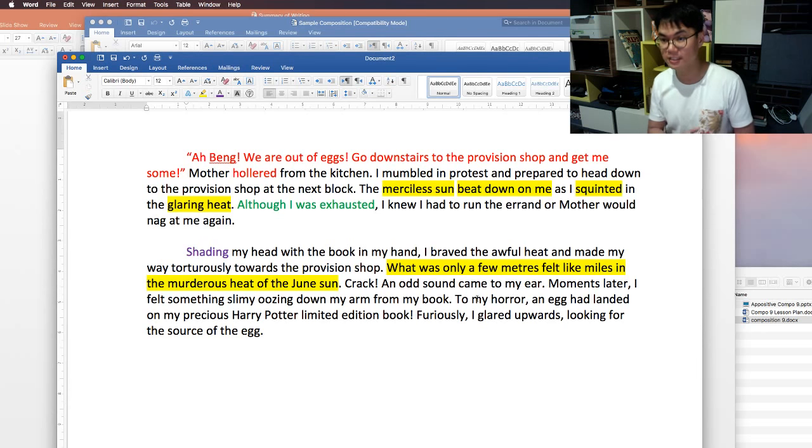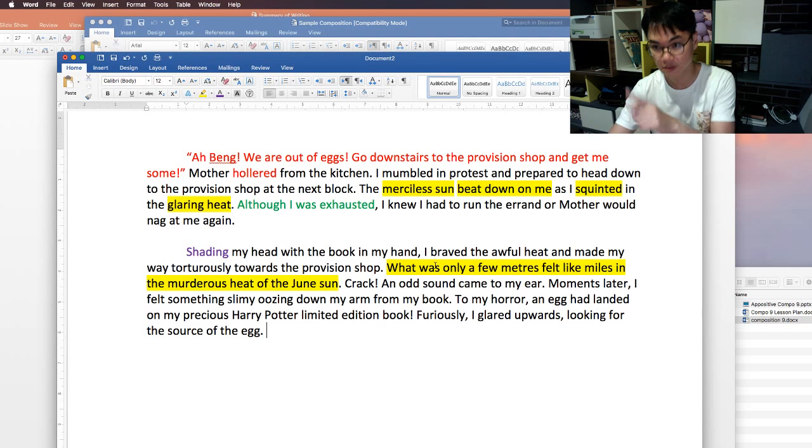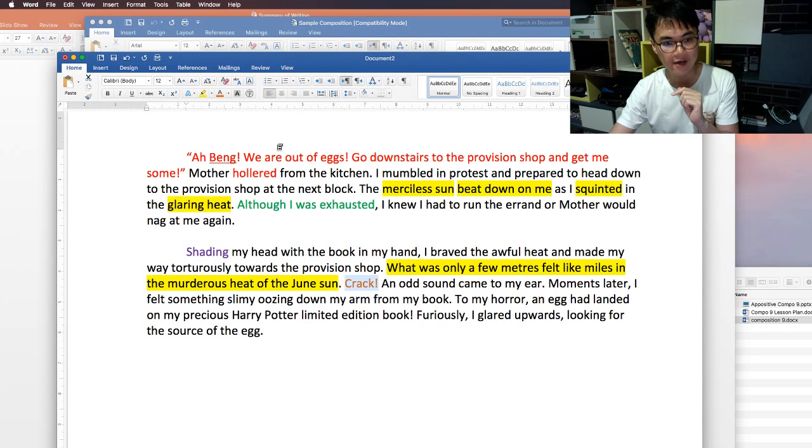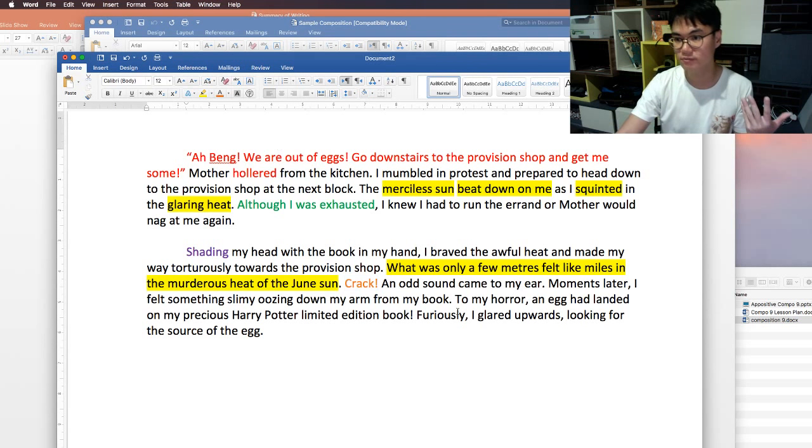There are two actually, at least. At least two more strategies I've used here. Anyone? Onomatopoeia, very good, starting with a sound. What's the sound? Yes, very good, show not tell. So very quickly, because we are running short of time, I'll identify. Here I have my sound, crack, right? Crack is the sound.